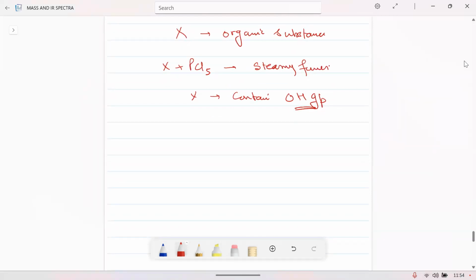The OH group can be due to the carboxylic acid, which are represented as this thing. This is carboxylic acid.